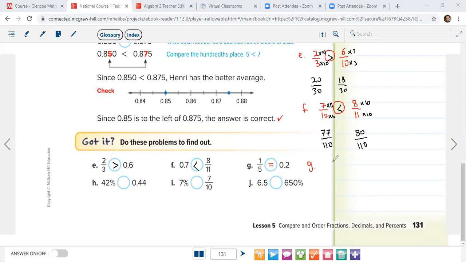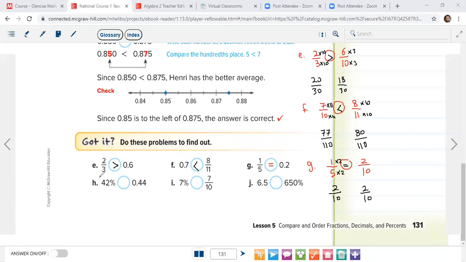1 over 5 stays the same, 1 over 5. 0.2, transform it into a fraction, it's like 2 over 10. Now we need to make them common denominator, so I multiply here by 2 up, multiply by 2 down. This will give you 2 over 10, and this one is the same, 2 over 10. So they are equal, as we see.